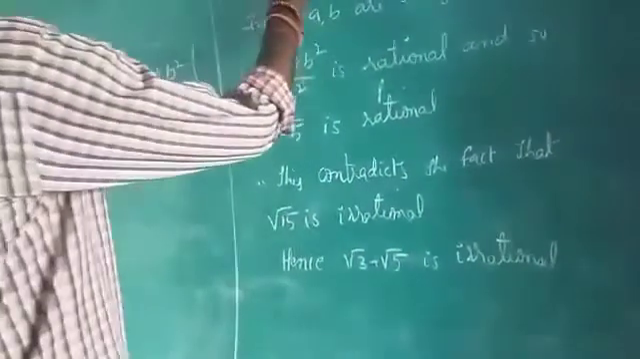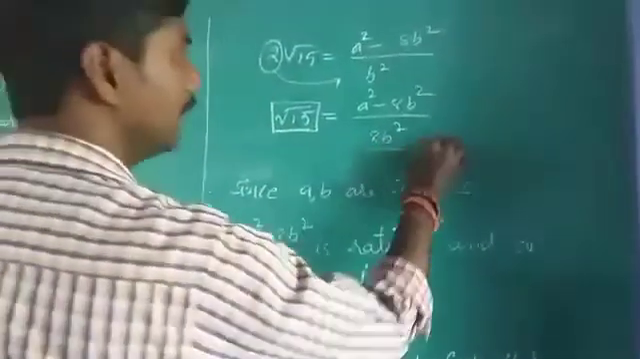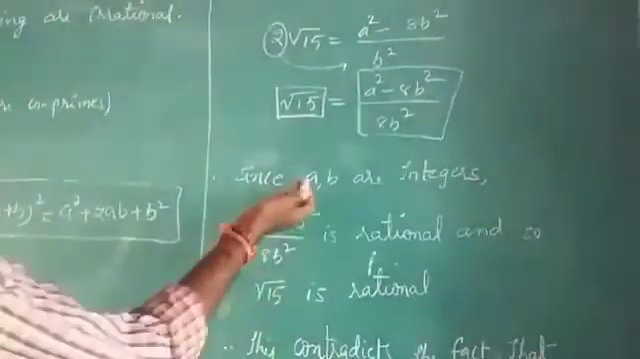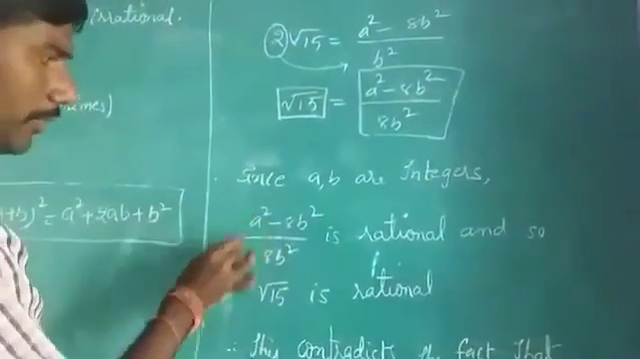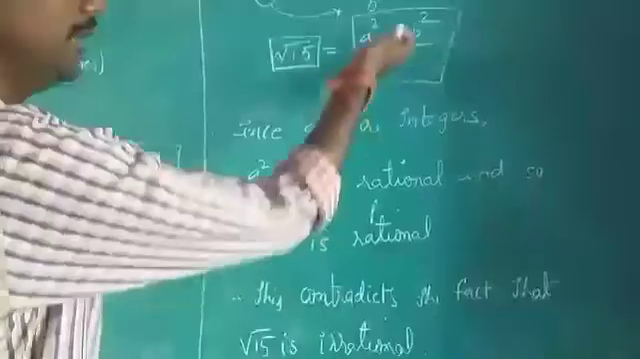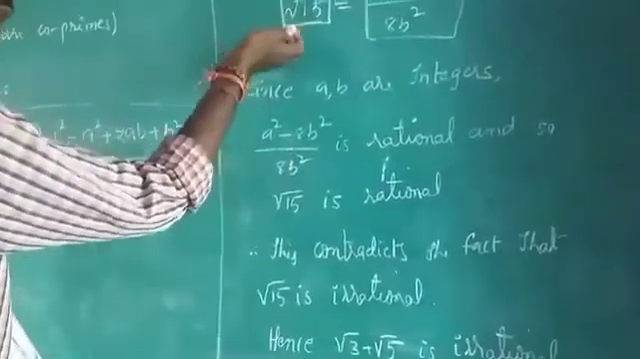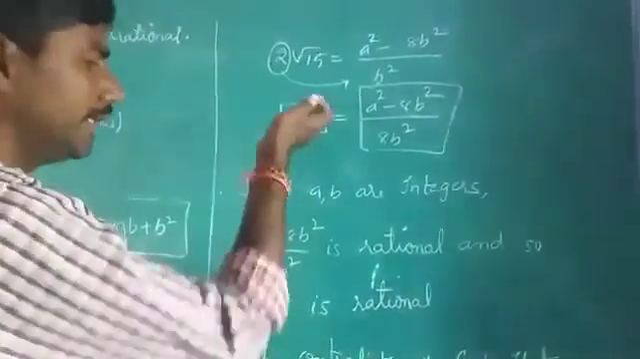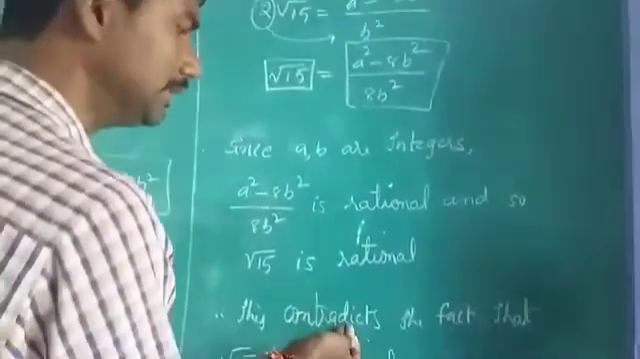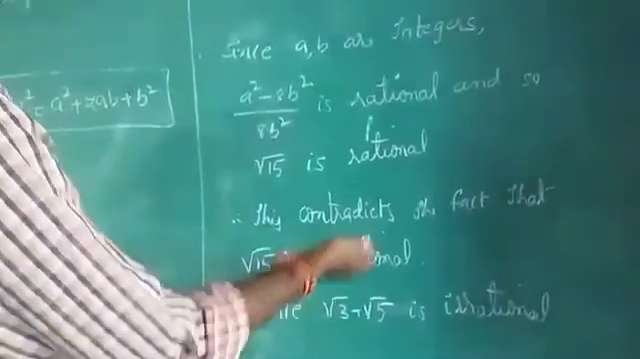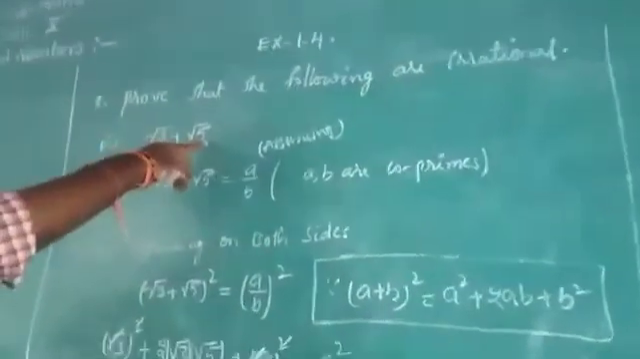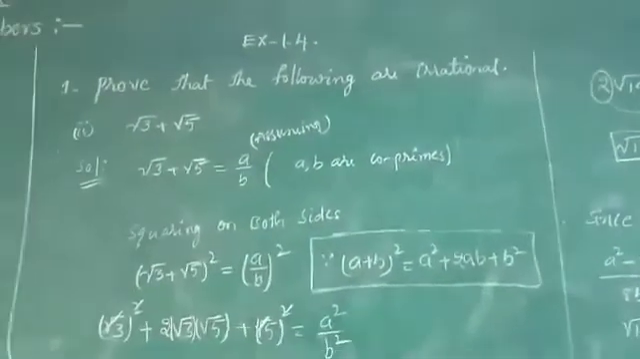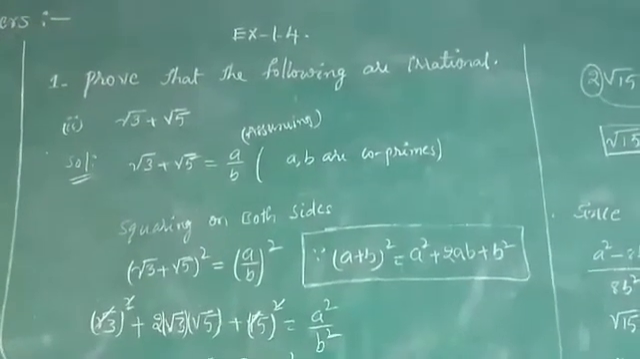See, we know that root 15 is an irrational number. The other is a rational number, right? That's why I wrote a, b are integers. These are all integers, and this total integer is in the p by q form. That's why you write rational number. If it is a rational number, then this also should be a rational number. But we know that root 15 is irrational. That's why I wrote that this contradicts the fact that root 15 is irrational. Therefore, you can write root 3 plus root 5 is an irrational number.